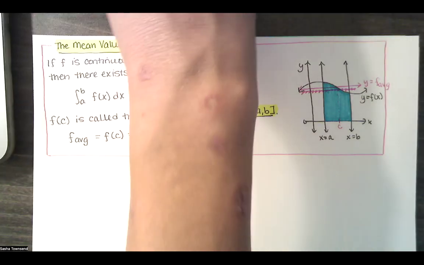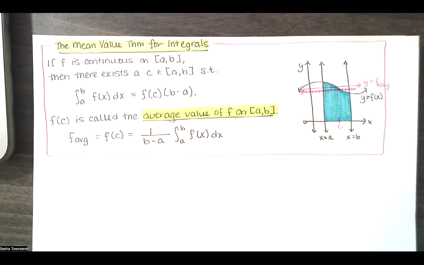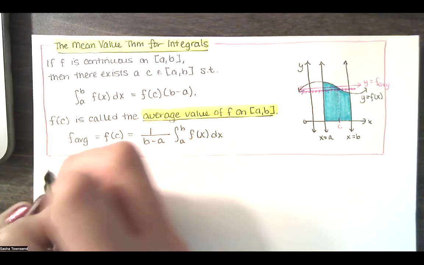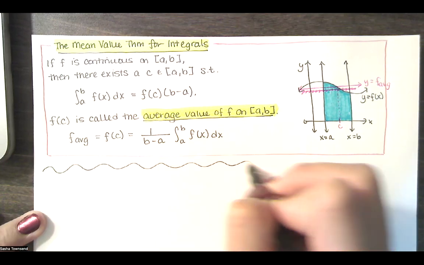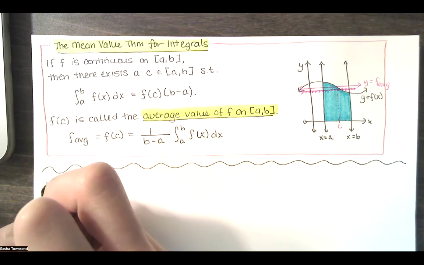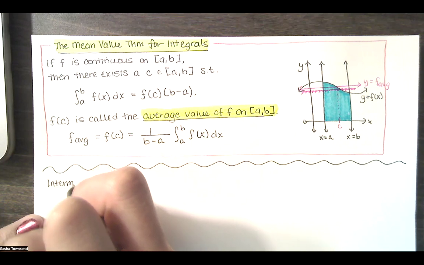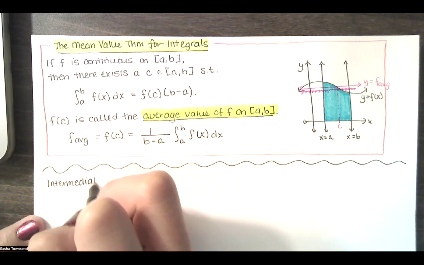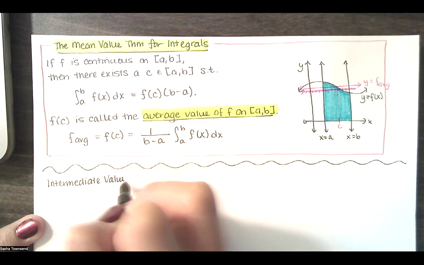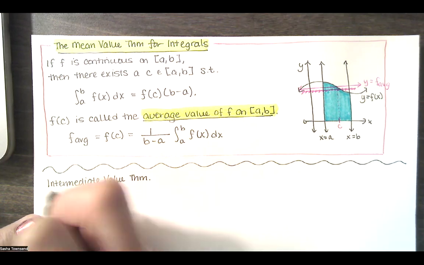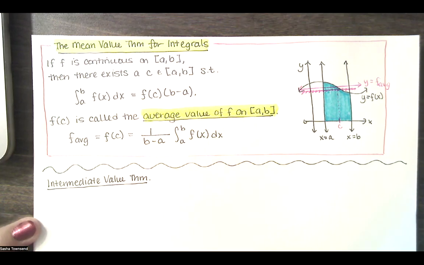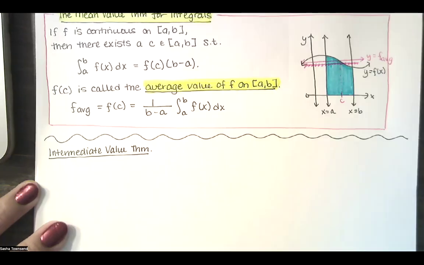Now we might want to prove it. In order to prove it, we're going to use the intermediate value theorem. Here is a restatement of the intermediate value theorem, just as a review. We learned about the intermediate value theorem in, I think, the first chapter when we discussed continuity.